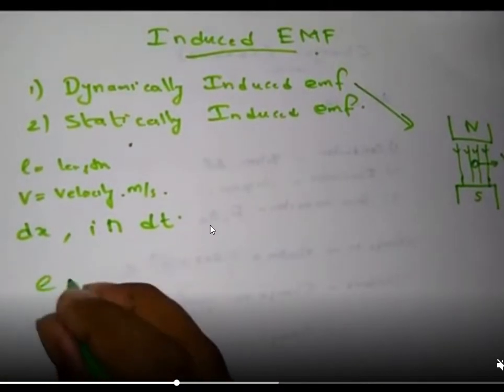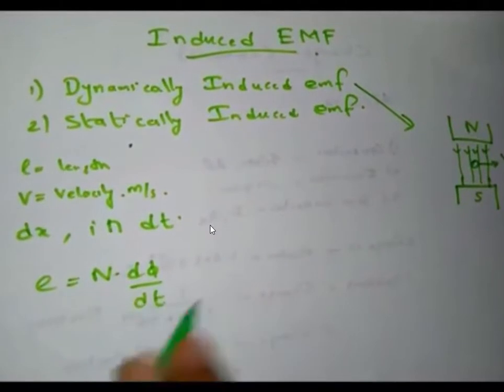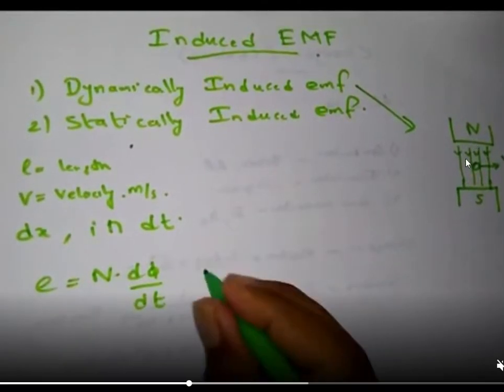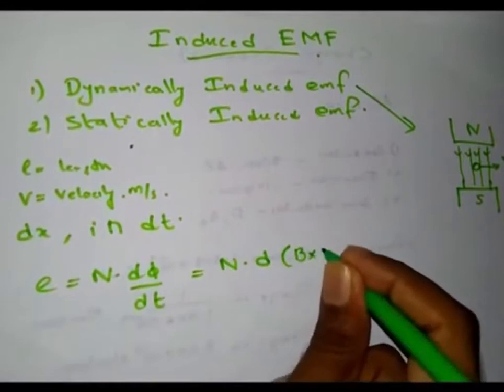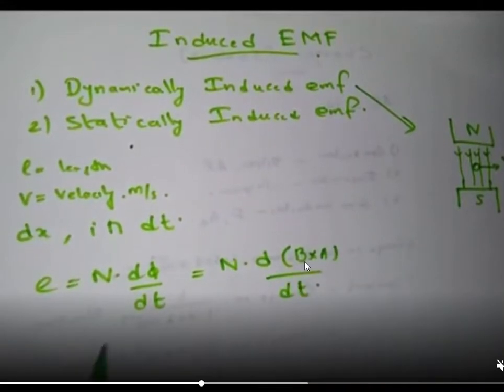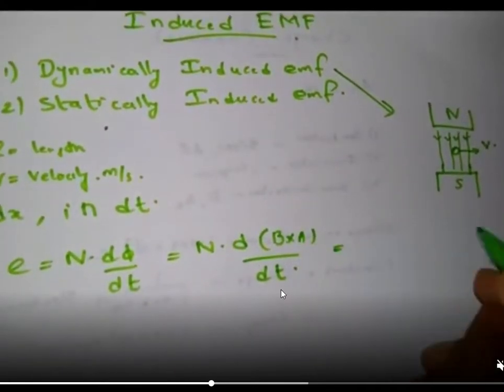EMF is equal to, as per Faraday's law, N into d phi by dt. What is d phi? It is the change in flux linkage, because this conductor is moving, so there is a change in flux linkage. Next we can see what the change in flux linkage is. Phi can be written as area into flux density, B into A. So you can write N into d(BA) by dt.